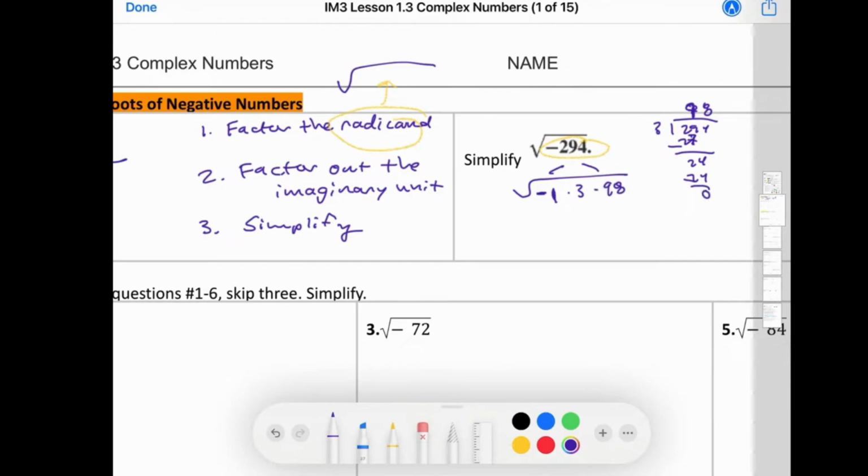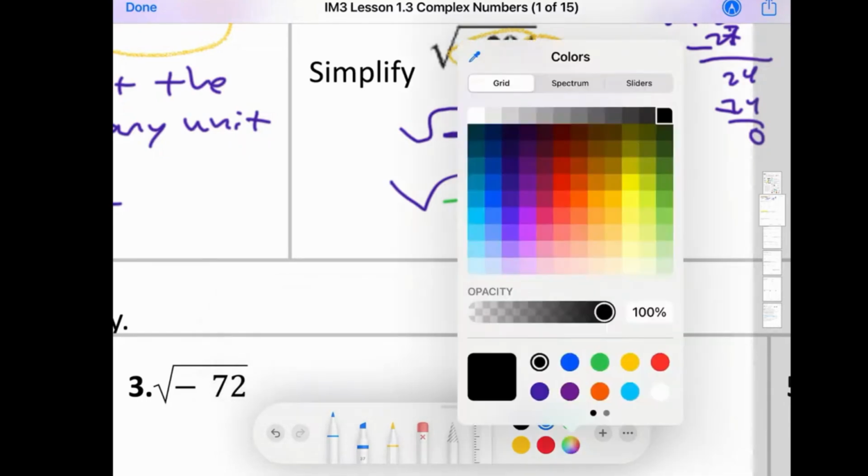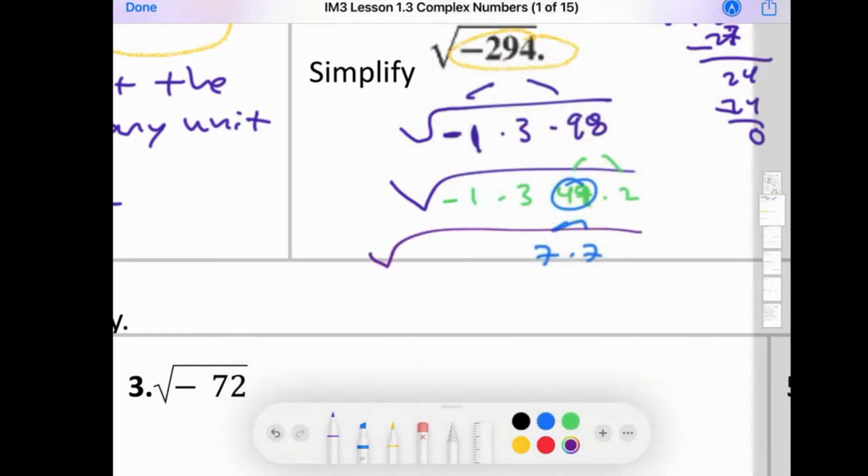What's half of 98? 45, 47 would work. So you have negative 1, 3, and then this is 47. What did I say? 47, 49 times 2. And then the 49 is really 7 times 7. Can you guys see the factoring tree there? These are prime factorizations: negative 1 times 3 times 2.